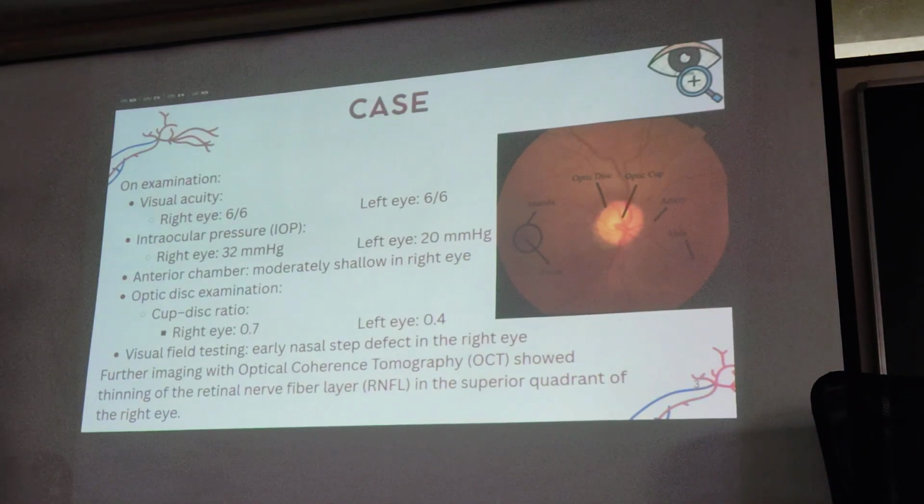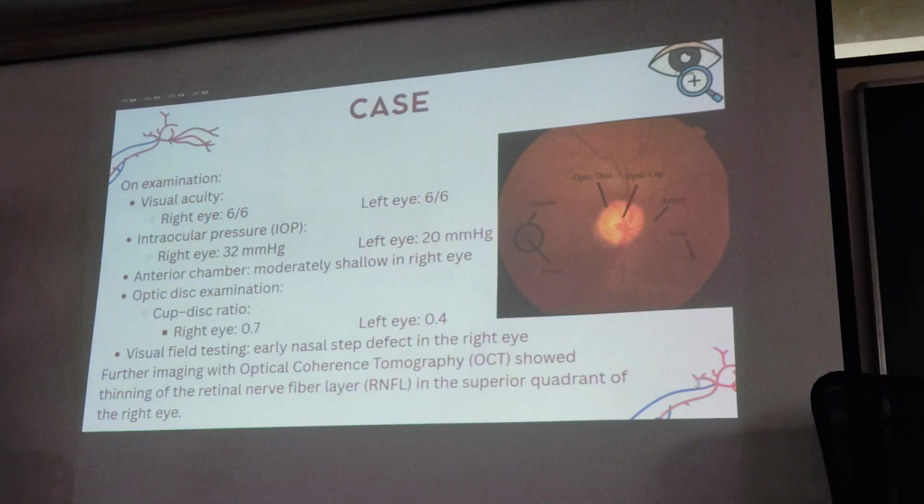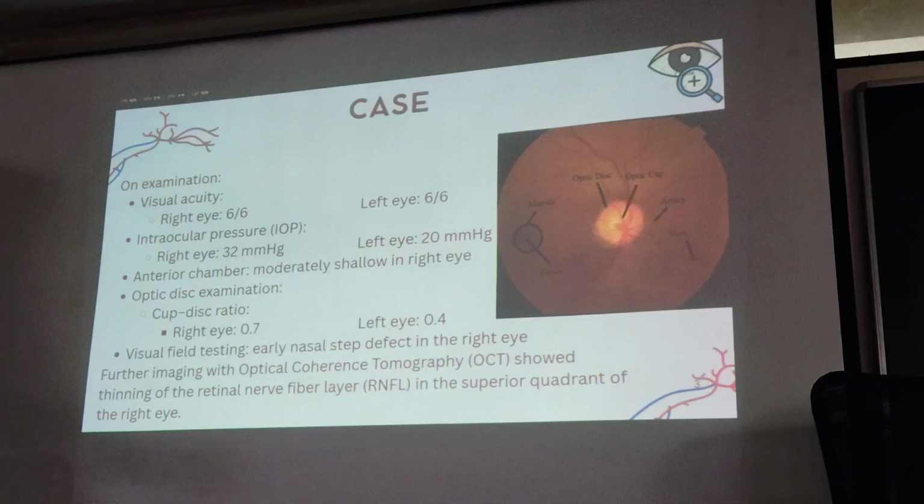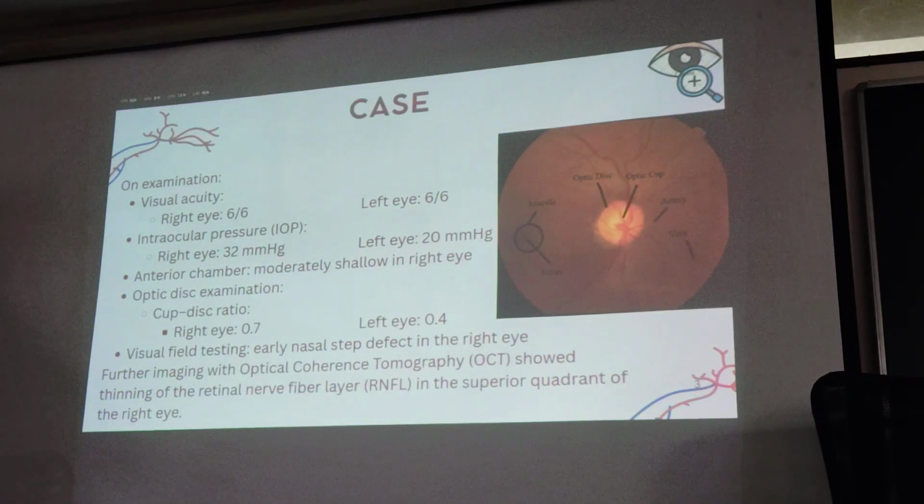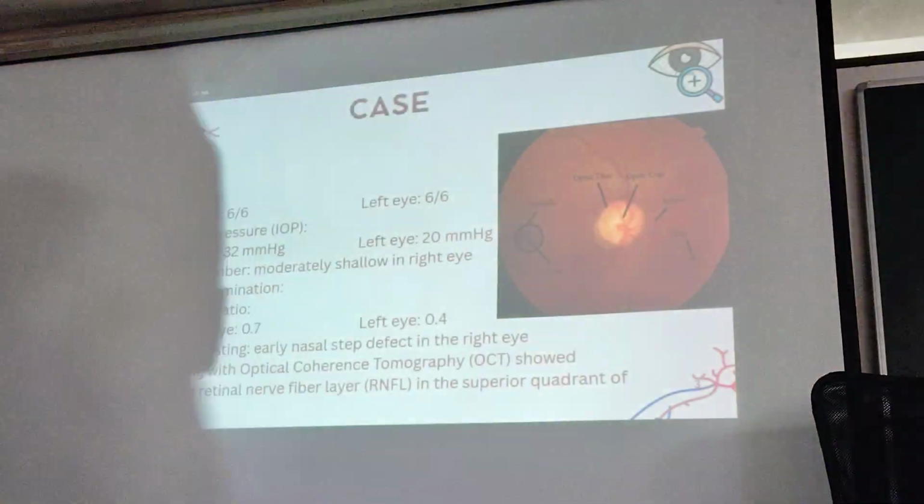On examination, visual acuity, right eye 6/6, left eye 6/6. So visual acuity here means the visual test we usually give at the ophthalmic clinic, where we are told to cover one eye and read alphabets on the wall. That is visual acuity. The 20/20 vision is also known as visual acuity.